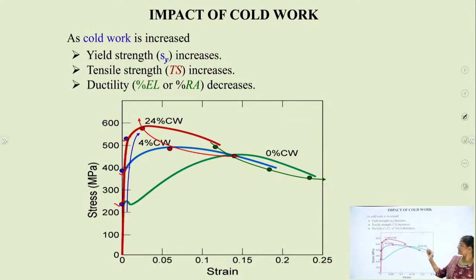By increasing the cold work percentage, we can see that cold working increases the yield strength and tensile strength of the material, whereas the ductility decreases. And with an increase in the percentage of cold work, yield strength further increases, tensile strength increases and ductility further decreases.